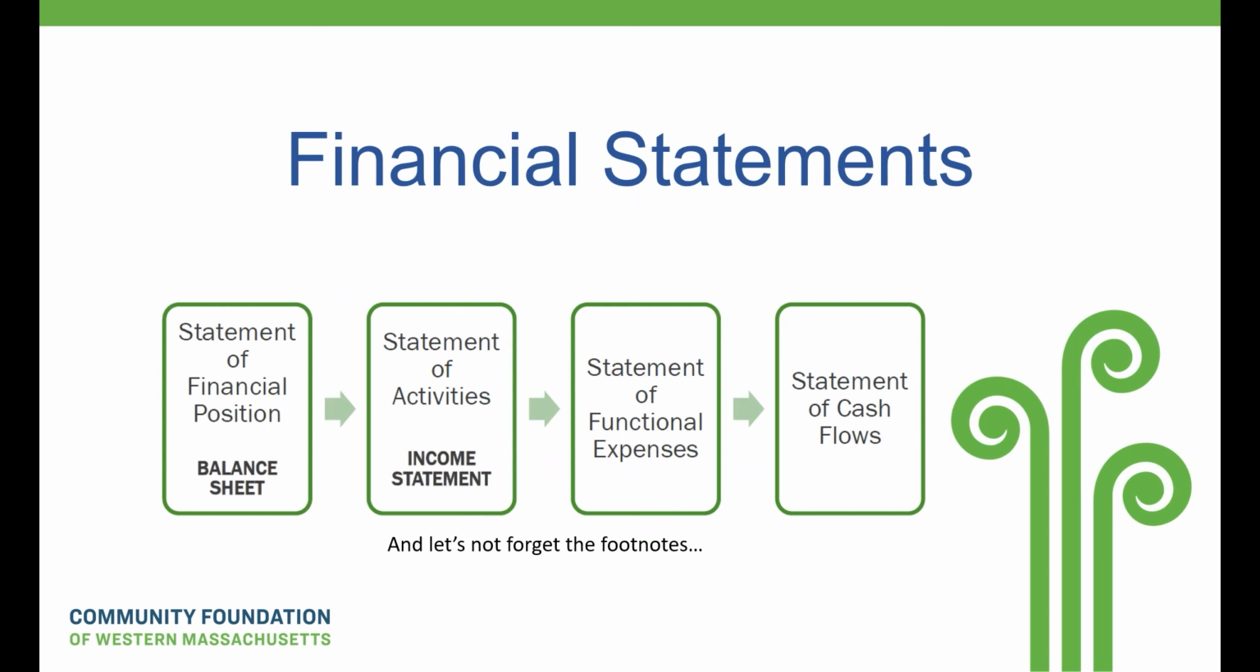So we're going to start with financial statements. And if you've reviewed financial statements before, you know that there are a series of them. The first that you often see is the statement of financial position, more typically called the balance sheet. The next one is the statement of activities, which in non-nonprofit accounting would be your income statement. Have you made enough income to cover all of your expenses?